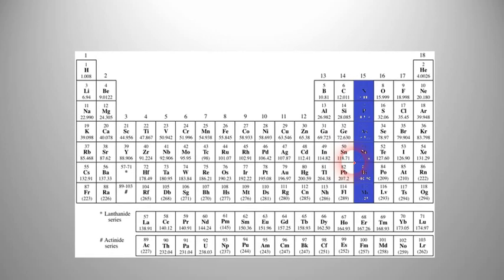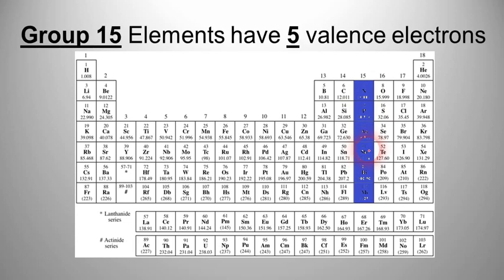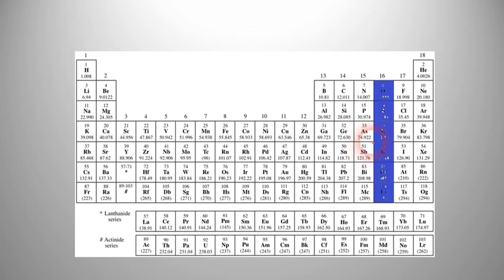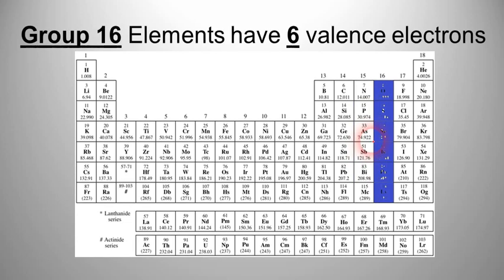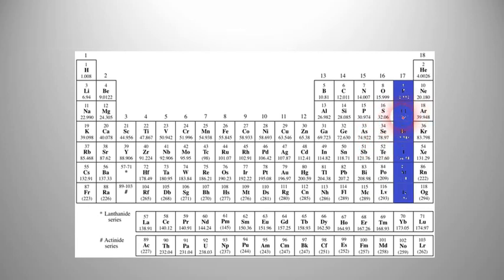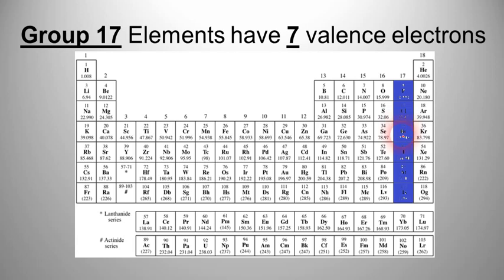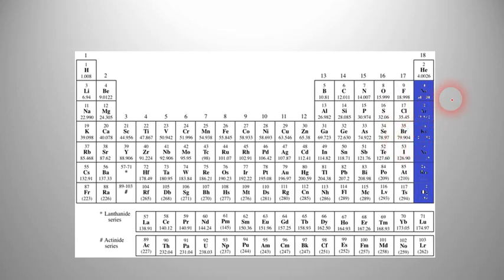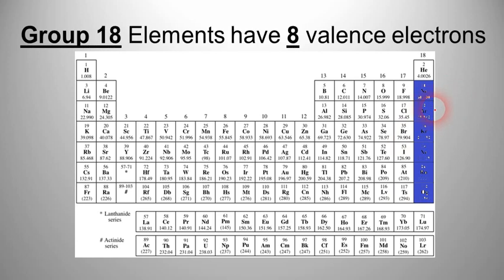How many valence electrons do you think are in group 15? That would be 5. Group 16 elements have 6 valence electrons. Group 17 elements, like we just said a minute ago, have 7 valence electrons. And group 18 elements, the noble gases, except for helium, have 8 valence electrons. So there's a pattern here.